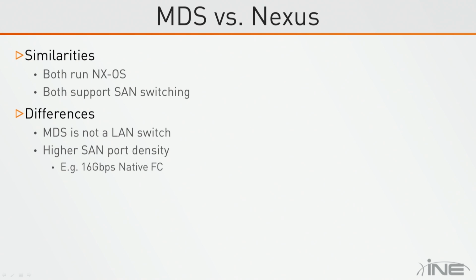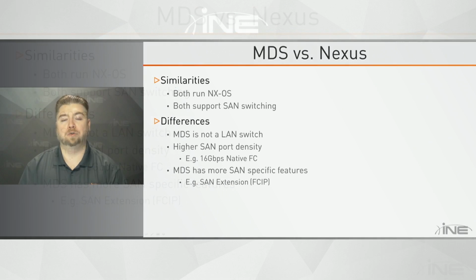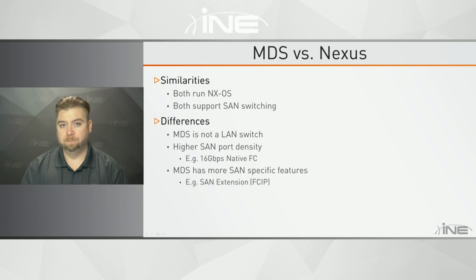And then if you have very specific storage features, for example, SAN extension with a Fibre Channel over IP tunnel, there's going to be some features that are still specific to the MDS switches that are not available on the Nexus switches. But for the vast majority of implementations, they're going to be fairly similar, if not identical, for most of the storage switching. But again, the MDS switches are not LAN switches. They're not Ethernet layer 2 or layer 3. Even though they do support Fibre Channel over Ethernet, that's going to be Ethernet just for storage networking. It's not going to be Ethernet for regular server access.